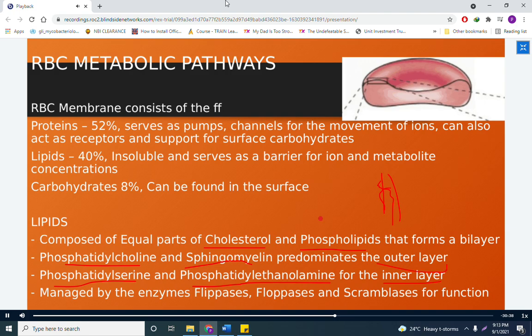Okay? Now, these are managed by the enzymes flippases, floppases, and scramblases for function. Composed of equal parts of cholesterol and phospholipids by layer. Outer layer composed of phosphatidylcholine and sphingomyelin. Inner layer, phosphatidylserine and phosphatidylethanolamine. Then if you're asked what the managing enzymes are, we have your three: flippases, floppases, and scramblases. Okay. Next, let's go now to your proteins.